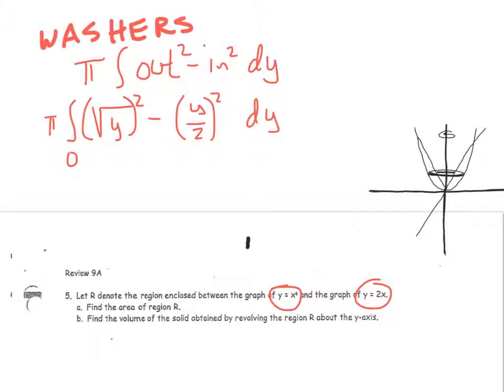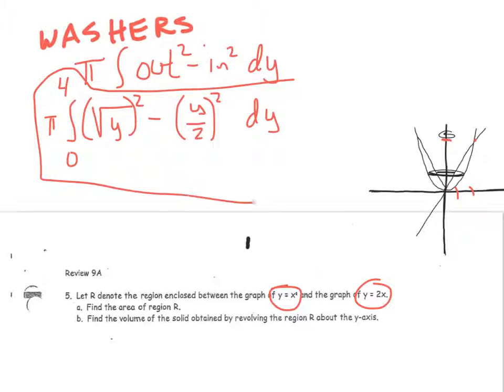You're going to stack these washers up from 0 out to 2. I'm sorry, that's not 2, it's 4. Your y value there is 4. The x value was 2. If you put 2 into either equation, you'll end up with 4 as a y value. So it's 0 to 4, and that would be your integral.